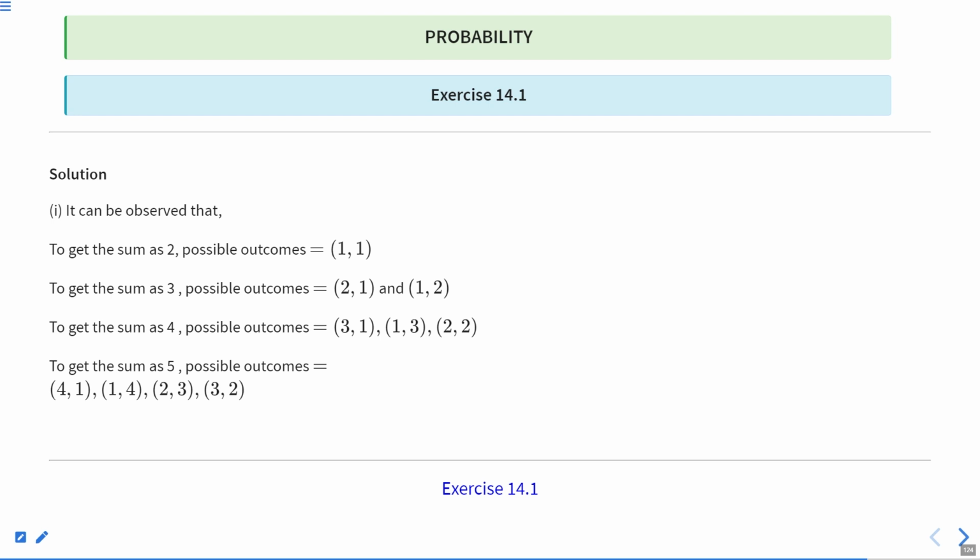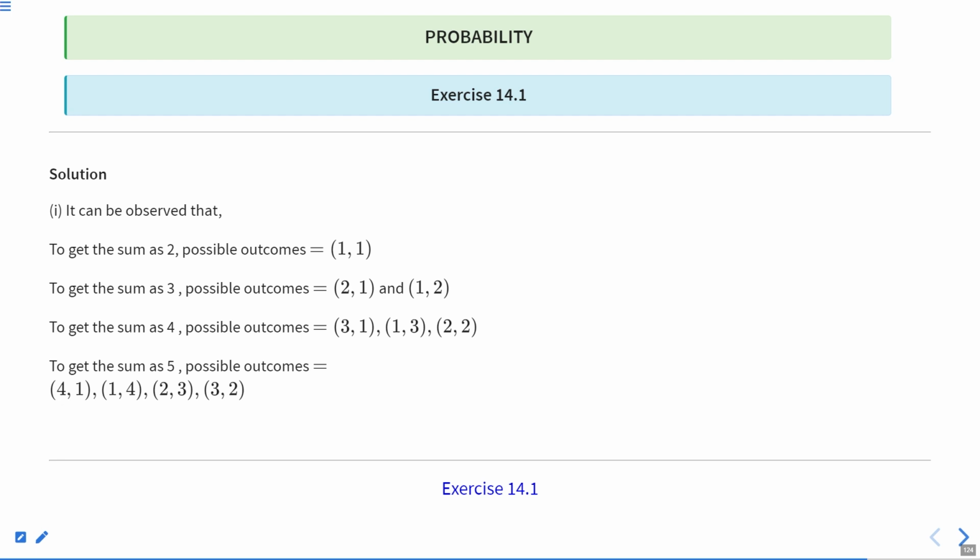It can be observed that to get the sum as 2, the possible outcome is 1 comma 1, and to get the sum as 3, the possible outcomes are 2 comma 1 and 1 comma 2, and to get the sum as 4, the possible outcomes are 3 comma 1, 1 comma 3, and 2 comma 2.